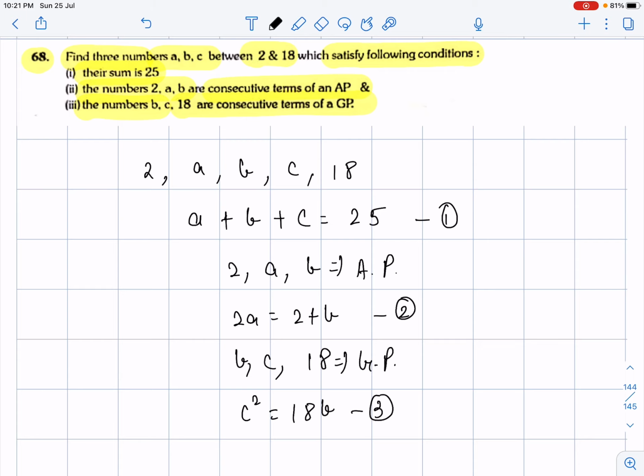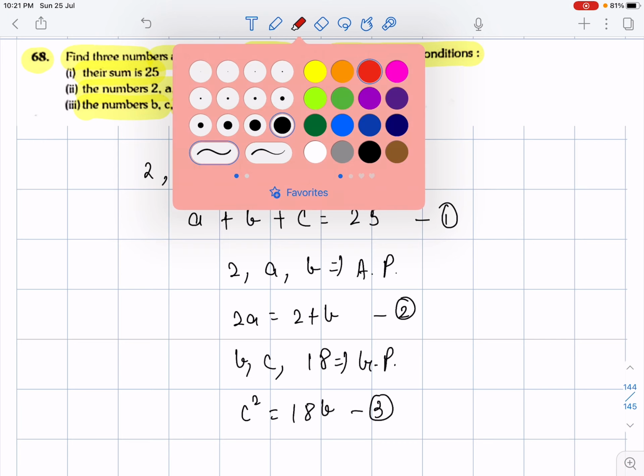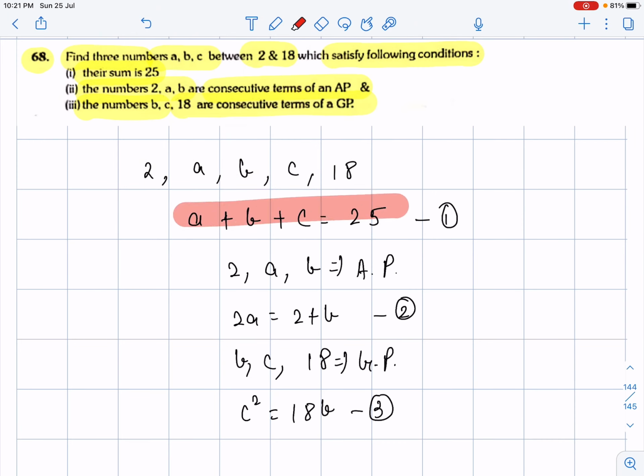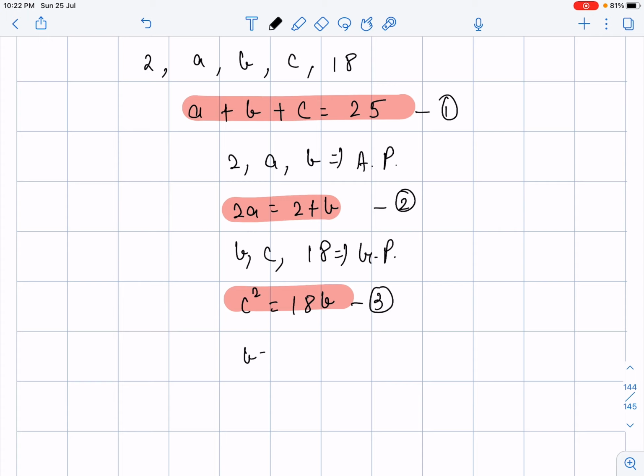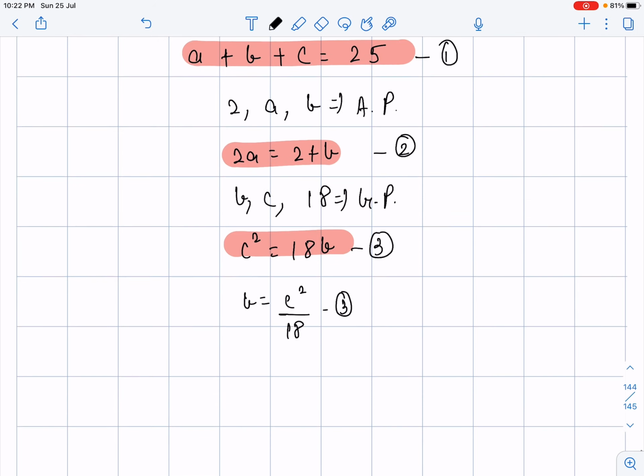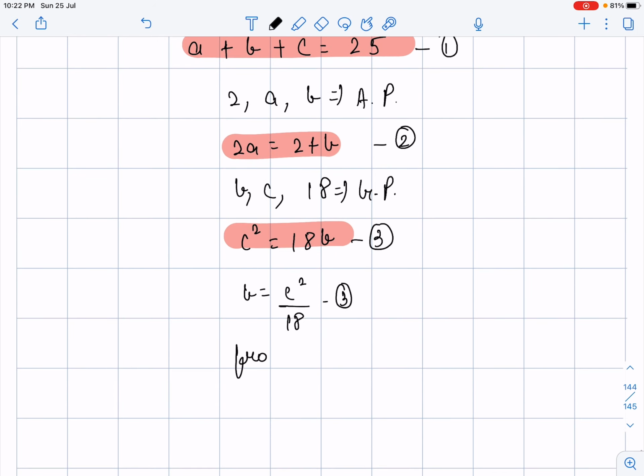Now I have to bring the equation into one variable. I have three expressions and three variables. This is our first expression comprising variables A, B, C. This is our second expression comprising variables A and B. This is our third expression comprising variables B and C. So from the third expression, we may write the value of B as C squared upon 18. And let's put it in equation number 2.